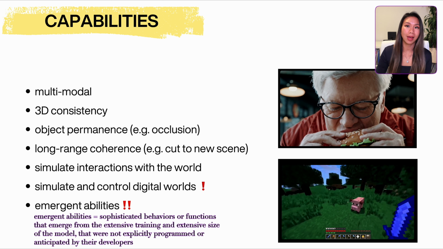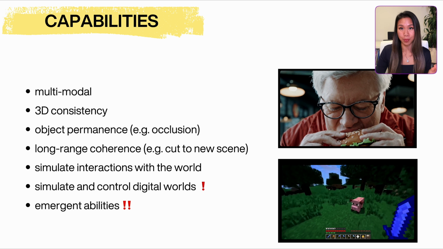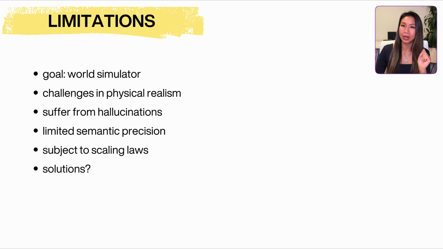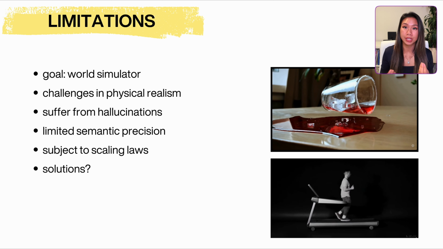Like ChatGPT have already been confirming emergent capabilities for a good while now, but no vision model has up until now. Okay, so those are a lot of capabilities that we just covered. So what are its limitations? So in the context of Sora striving to be a world simulator, these are some of the challenges that it faces, including physical realism. Sora doesn't always depict the physics of the scenario correctly.